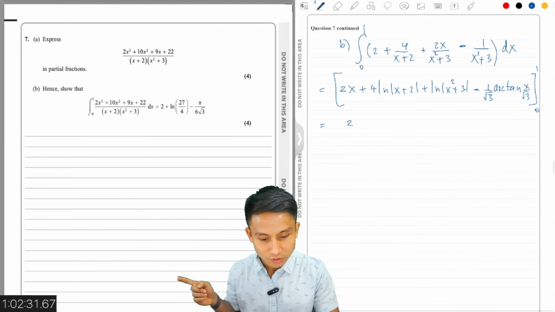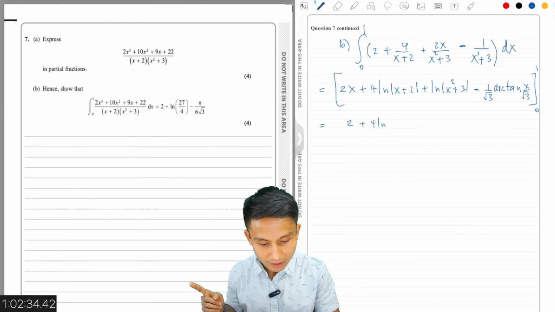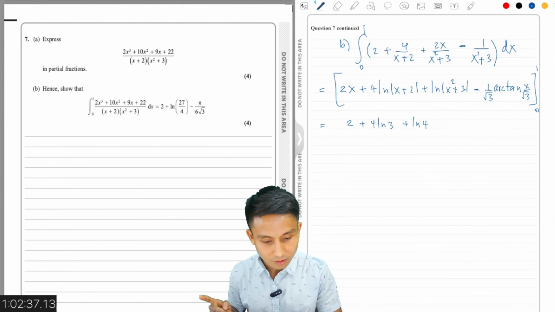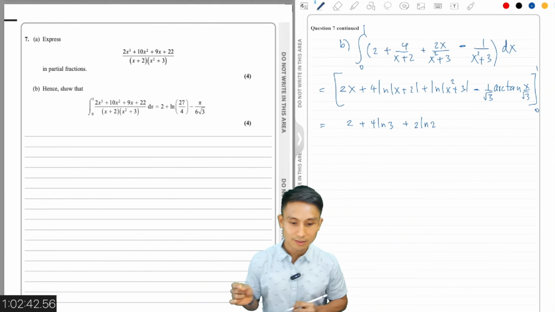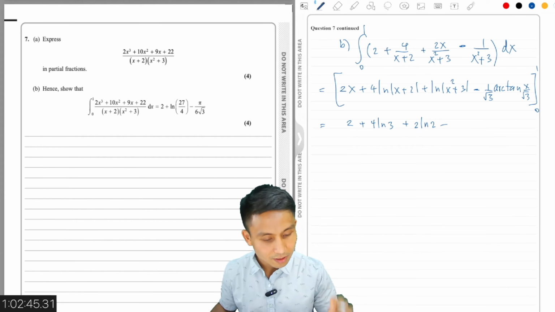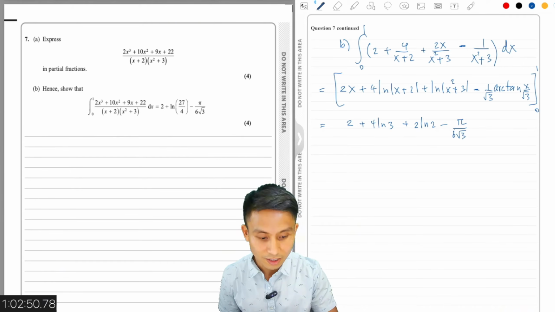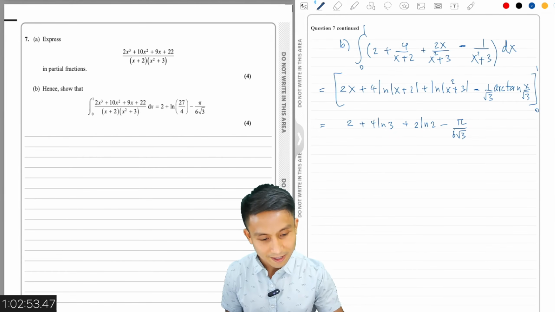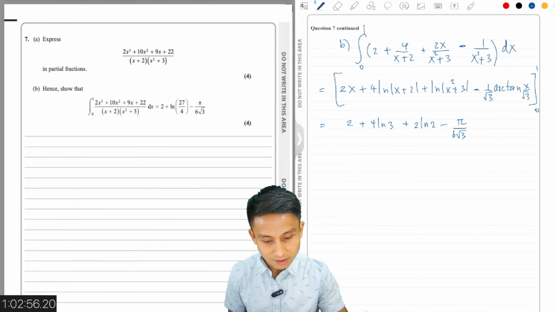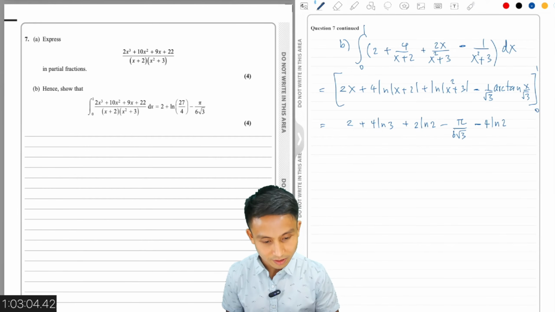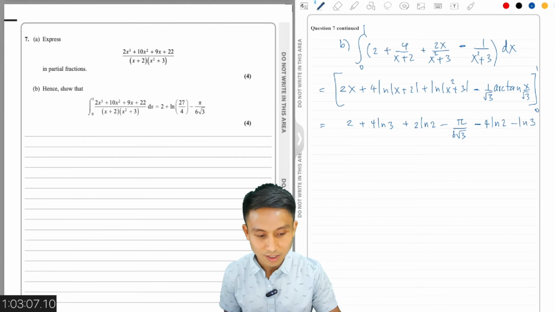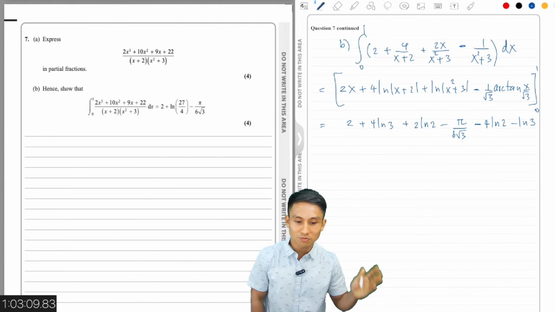So put 1 in, we get 2 plus 4 ln 3 plus ln 4, which is 2 ln 2, right? Just make it simpler already there. And then again, arctan 1 over root 3 is pi over 6, so that's pi over 6 root 3. And then putting 0 in, the first term disappears. The second term gives me minus, because we have to do lower limit here, so minus 4 ln 2. The next term gives me minus ln 3, and the last term, the arctan, disappears.